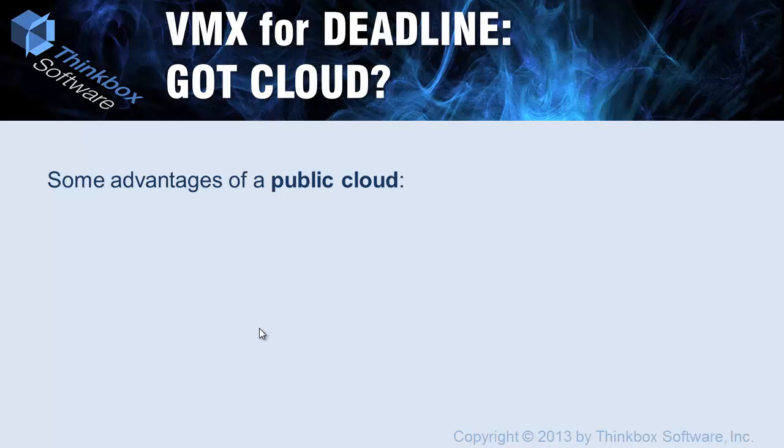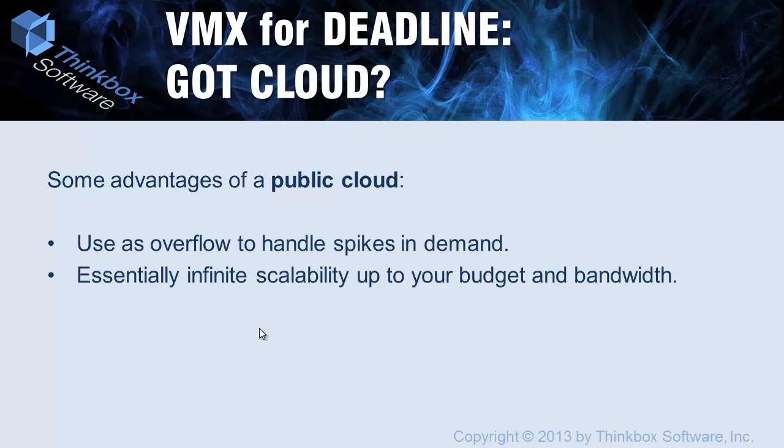Now, in terms of a public cloud, and to draw the distinction, a private cloud is a cloud that's run inside your company on your company's hardware, and basically you control everything about it. Whereas with a public cloud, you're renting compute cycles from a public cloud solution provider like Amazon or Azure. There are some advantages there as well. You can use public clouds as an overflow to handle spikes in demand. Because they essentially have infinite scalability, you can fire up as many virtual machine instances as you like, up to whatever your budget or your bandwidth will support.